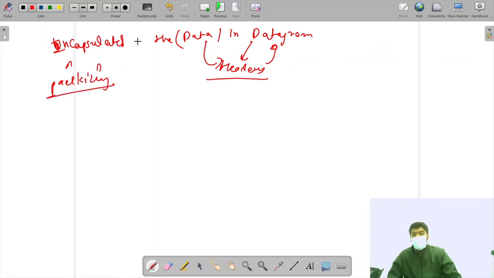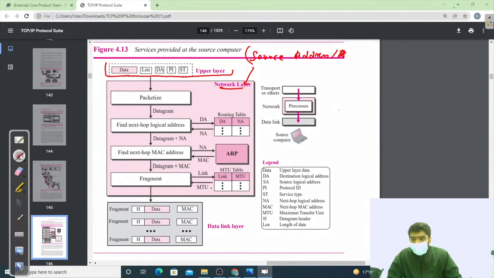Next is finding the next hop. How can we find it? After packetizing, we have to send the datagrams somewhere. Finding the next hop is done by the routing table. I have discussed how the routing table gets formed. The datagram goes there and the address returns, telling us where to go: the next hop's logical address. From there we go to the link layer.